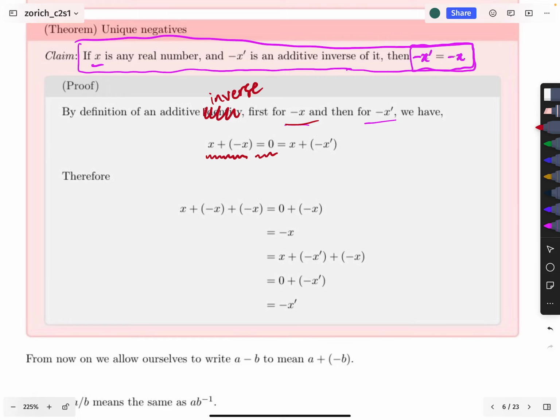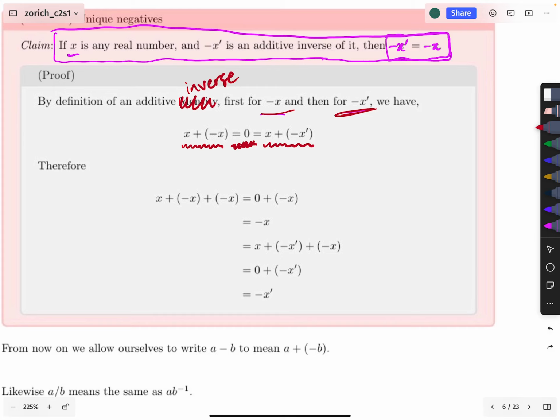And likewise, since negative x prime is another additive inverse of x, then I can go ahead and say that x plus negative x prime also equals 0. So these two things are equal to each other and equal to 0. Okay, and now what I want to do is, in a certain sense, add or do some kind of canceling, I suppose.